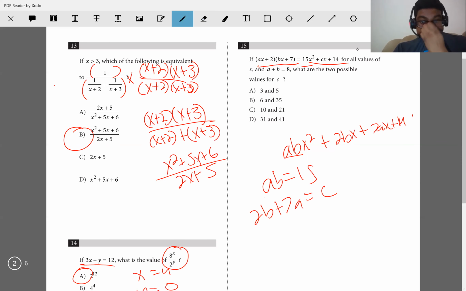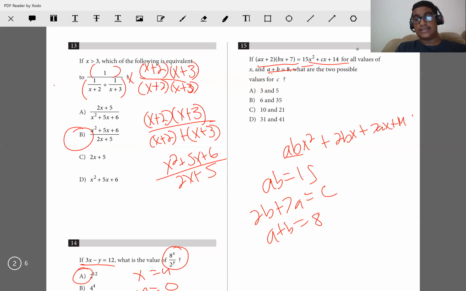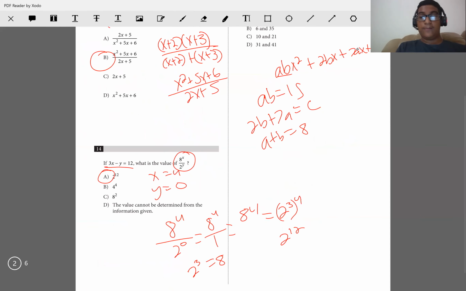And I also got another equation right here. A plus B equals 8. So A plus B equals 8. So first I want to solve for A and B. So right now I need two numbers that add up to 8 and that also multiply to 15. And if you see the two possible values for C, that's because it depends on which one you say is B and which one you say is A. So in this case, two numbers, let me just erase this side.